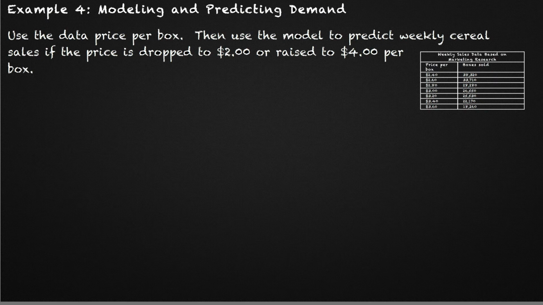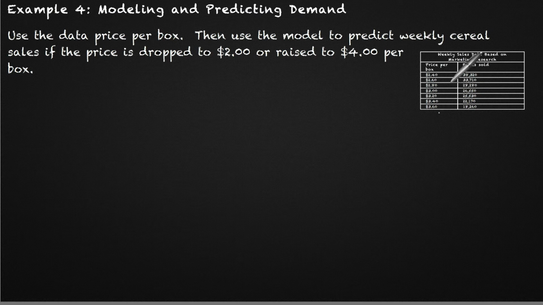Okay, here we have a table of values, and in this table we have how much this particular company priced their cereal at that week and how many boxes of cereal they sold in that week. So we can see that as they raised the price of the cereal, the number of boxes that they sold went down.